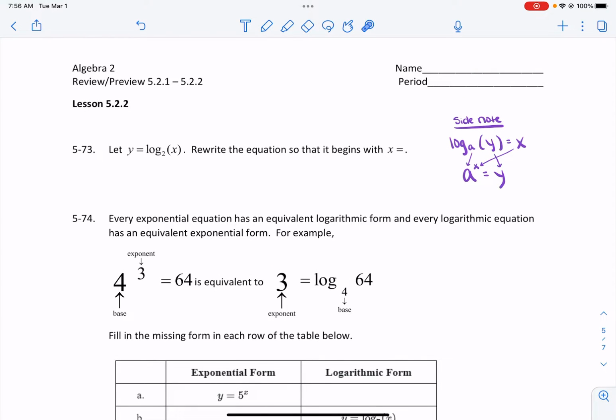Hi, this is the review preview problems from lesson 5.2.2. 5-73 says let y equals log base 2 times x, and then rewrite the equation so that it begins with x equals. So I made a side note here. If you want to look, you can see the pattern of where everything goes. For example, here's the 2, and then what's in parentheses is going to be that x equals part, and then what it was equal to is going to be our exponent.